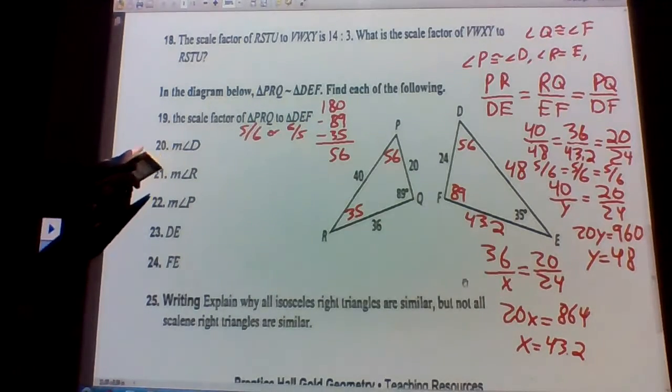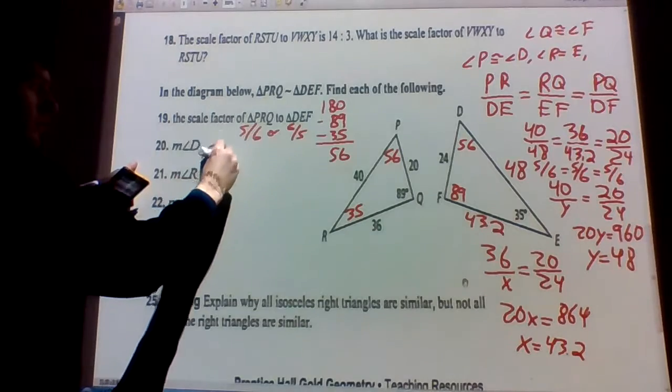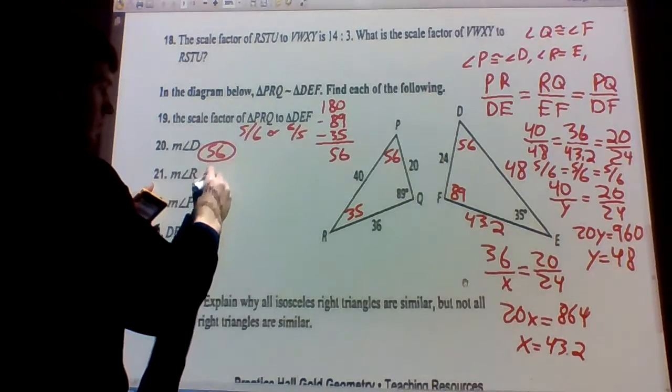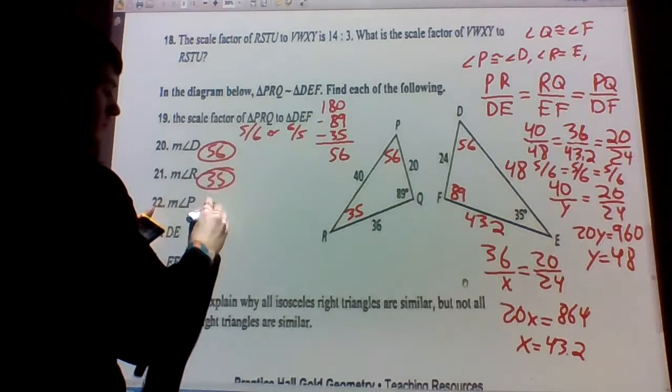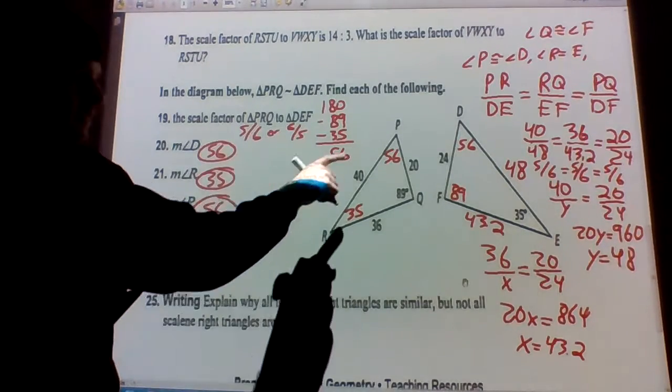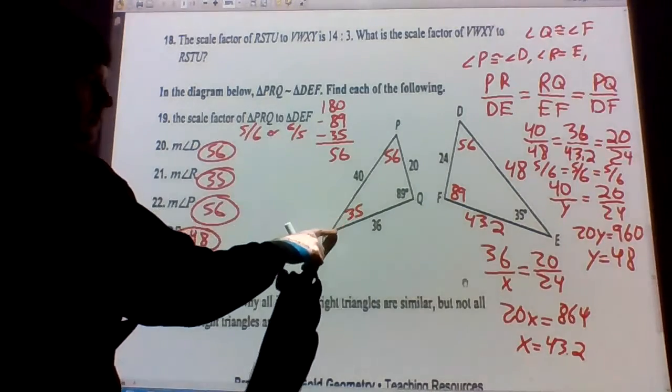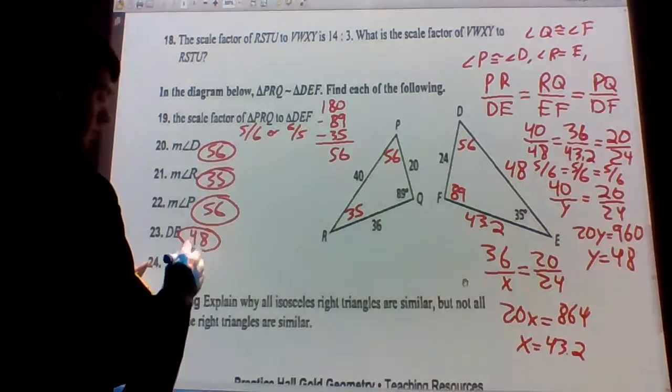Okay, the measure of angle D was 56. Measure of angle R was 35. And the measure of angle P was 56. DE was 48. And FE was 43.2.